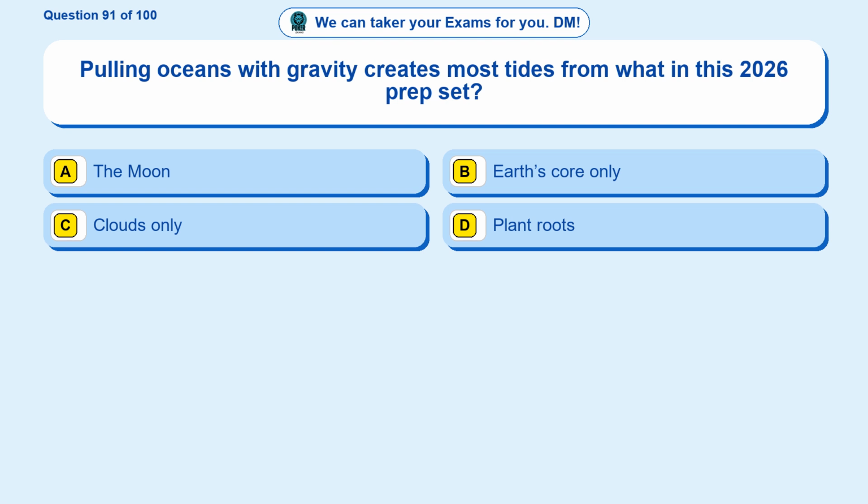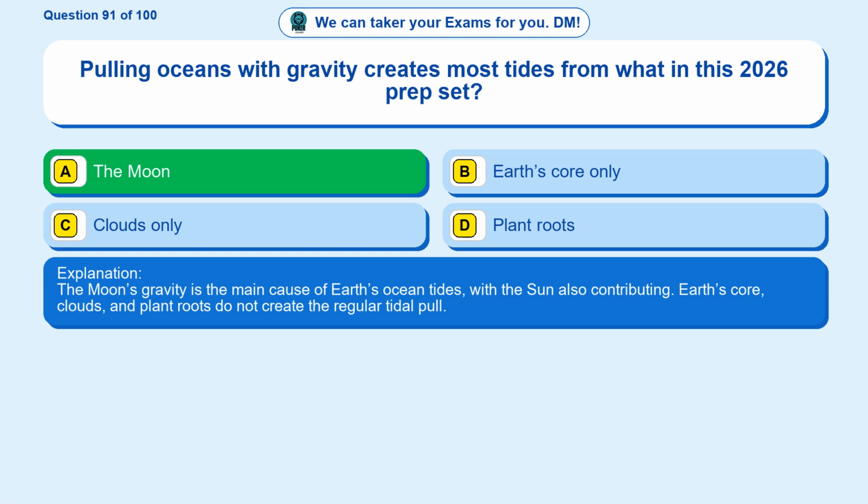Question 91. Pulling oceans with gravity creates most tides from what in this 2026 prep set? Option A, the moon. Option B, Earth's core only. Option C, clouds only. Option D, plant roots. The correct answer is option A. The moon. The moon's gravity is the main cause of Earth's ocean tides, with the sun also contributing. Earth's core, clouds, and plant roots do not create the regular tidal pull.